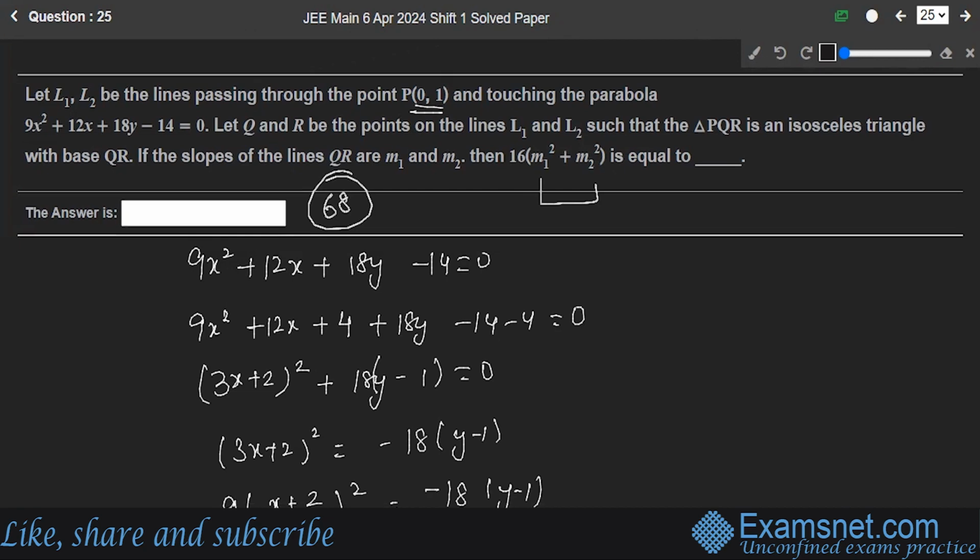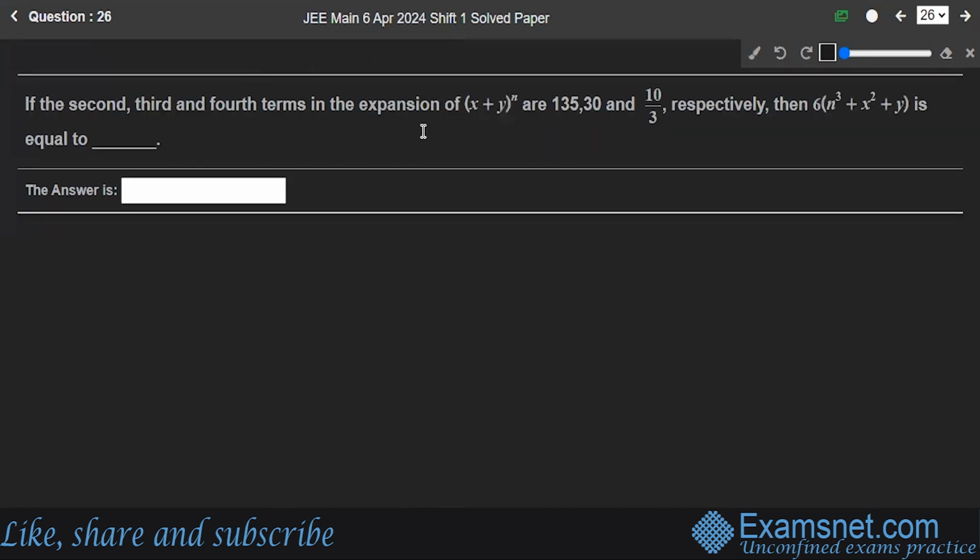Let's move to the next question then. Question number 26, if the second, third, fourth terms of this expansion are this, and this respectively, then you have to find out the value for this expression.